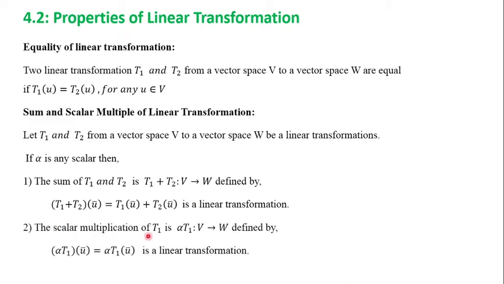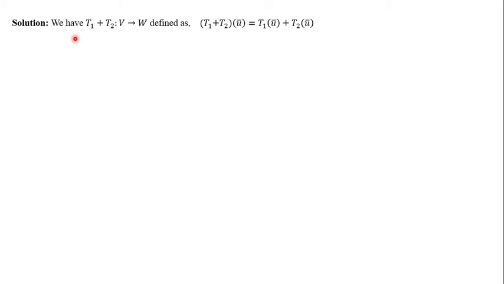In second, the scalar multiplication of T1 is a map alpha T1 from V to W, and it is defined as alpha T1 operating on U is alpha outside, T1 operating on U. So this is scalar multiplication of T1, and it is again a linear transformation. So the sum and scalar multiplication of linear transformations is again a linear transformation. So let's prove this.